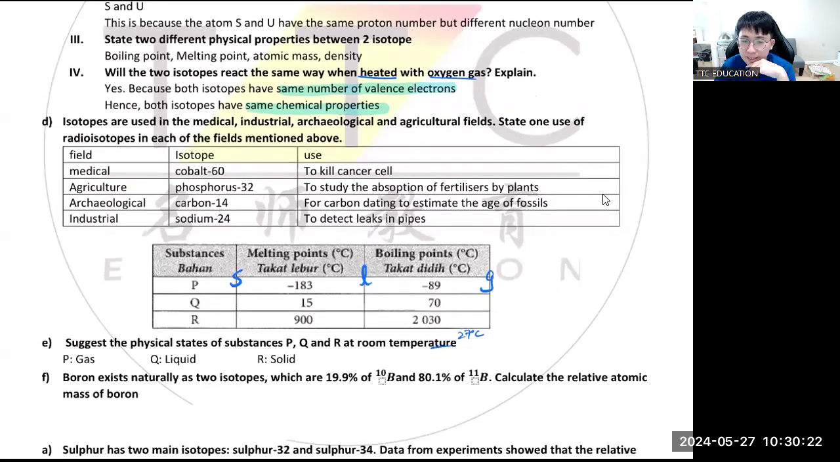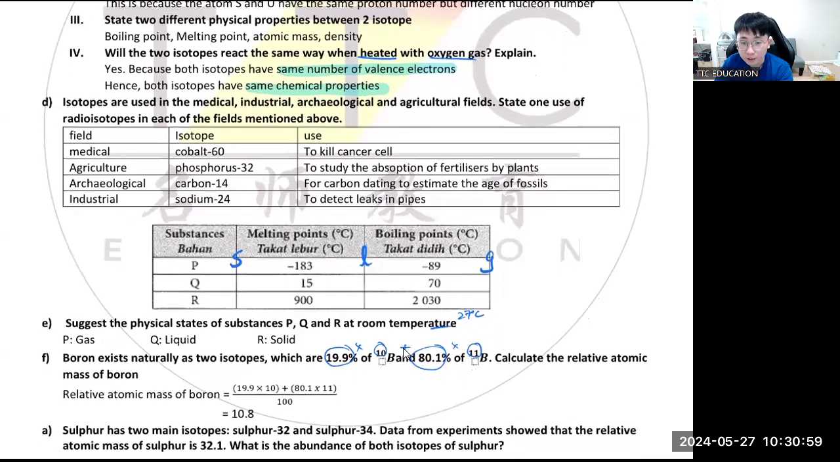Okay, while boron exists naturally as two isotopes, which is 19.9%, which is B10, and 80.1% is B11. Boron 10 and boron 11. Calculate relative atomic mass. Guys, how do we calculate relative atomic mass? Basically, take your percentage, multiply your atomic mass, percentage, multiply atomic mass, and then total up together, divide by 100% because percentage maximum is 100. So what you do, take 19.9 times 10 plus 80.1 times 11 divide by 100. So you can get something like this. Okay, so you get like 10.8.